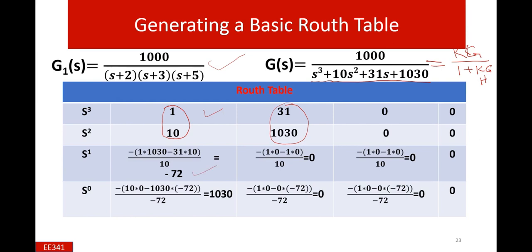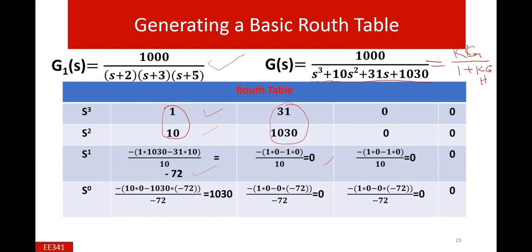So minus 72 is the first element, and similarly the next elements will be 0, because the first coefficients are 1 and 0, and the next coefficients of this element are 0 and 0. So this row component is 0, and similarly the next component is obviously 0.